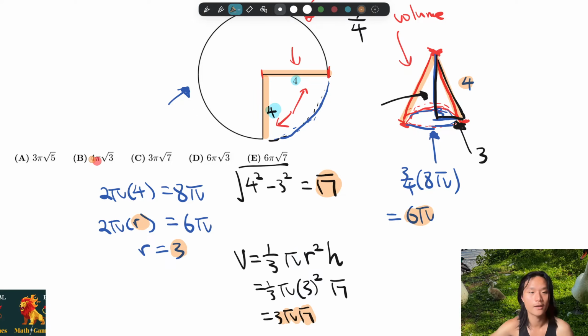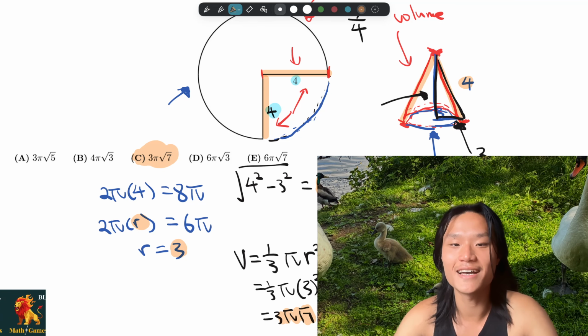Now let's check from here. Well, we see that answer C is 3 pi multiplied by the square root of 7. And that is our answer.